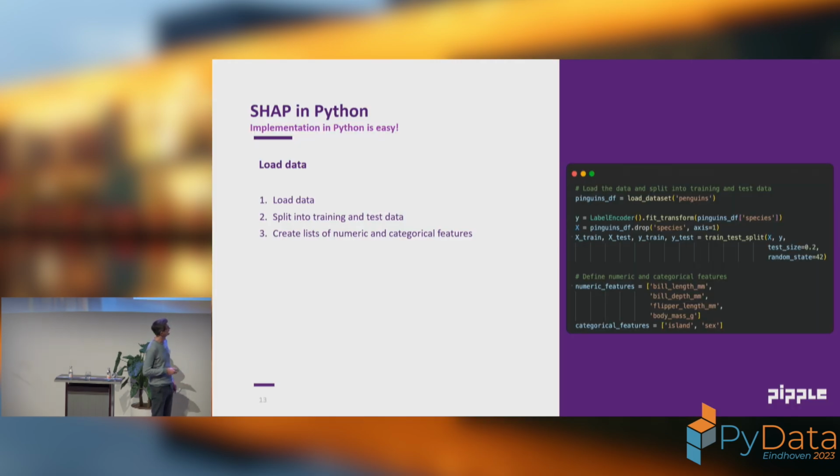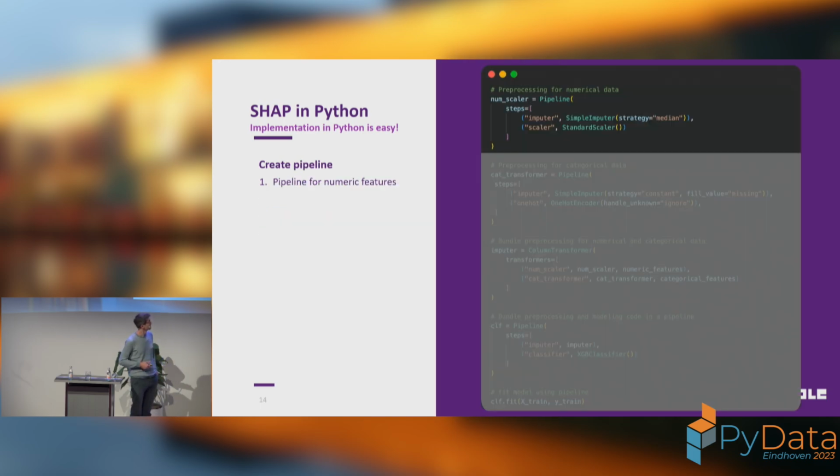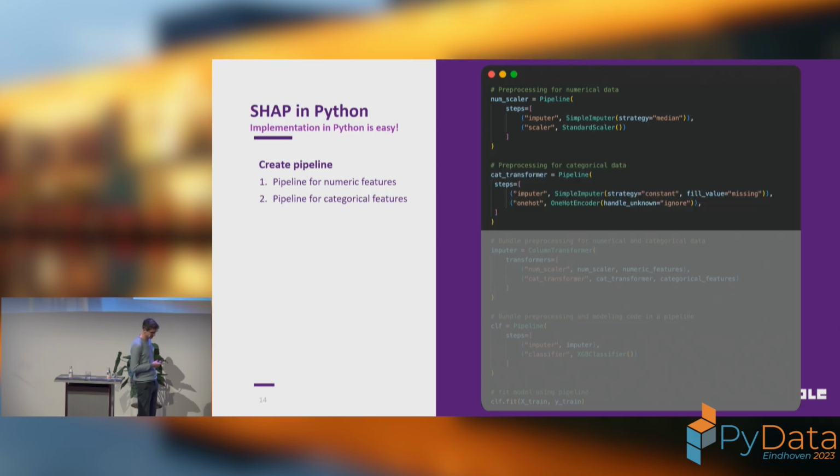We split this into training and testing data, and quite important later on, if you have numeric and categorical features, you want to distinguish how you pre-process them. So let's write down which ones they are. And then, to train our classifier, let's make a simple pipeline. First of all, we take care of numeric features, apply a simple imputer and a scaler. The same thing we have to do for categorical features. Again, the imputation, and in this case, we do one-hot encoding.